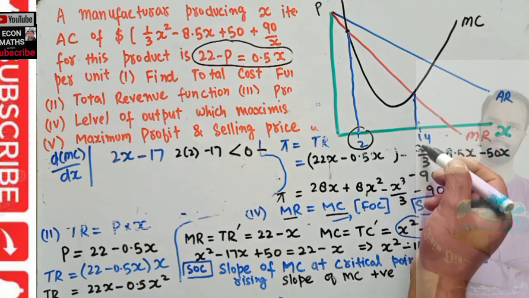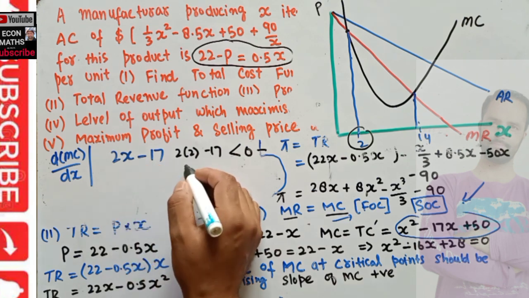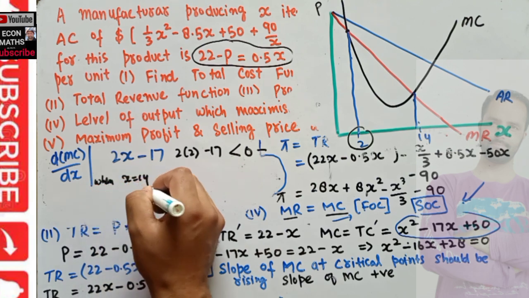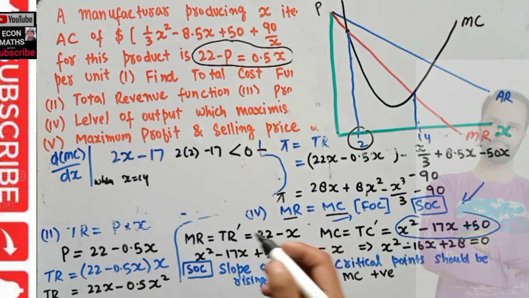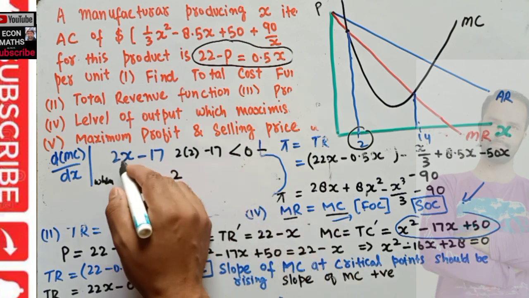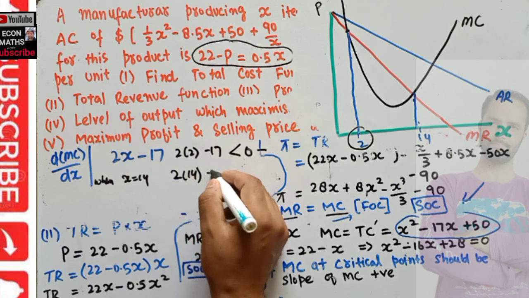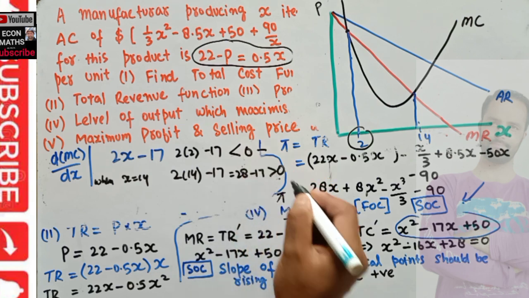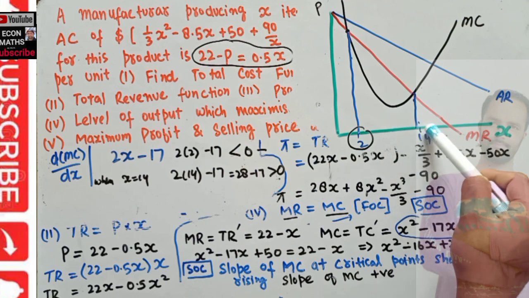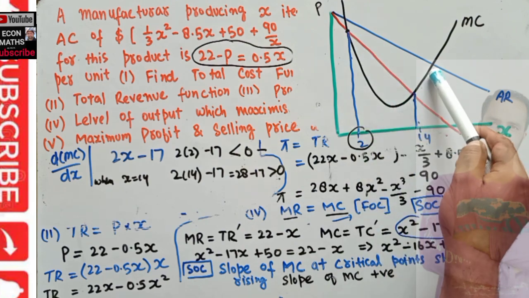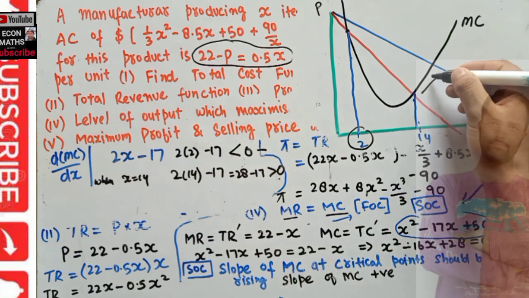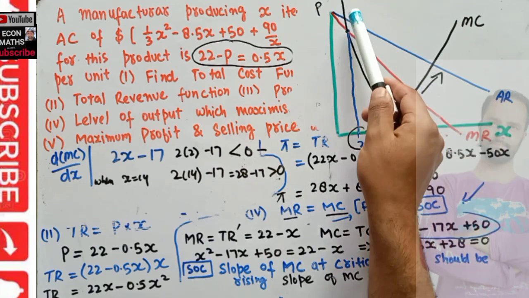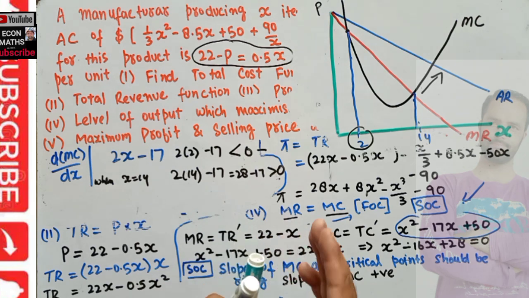Let's take the other point, when x was 14. When x is equal to 14, the slope of the marginal cost function at the critical point will be 2 into 14 minus 17, so 2 into 14 is 28 minus 17, which is a positive number. So when x is equal to 14, marginal revenue is equal to marginal cost, and the marginal cost function is rising at this point. Here also marginal revenue intersects marginal cost, but the slope of the marginal cost function was falling.